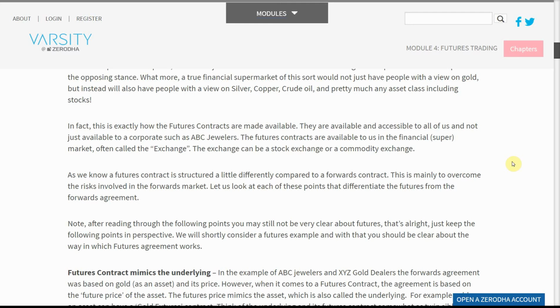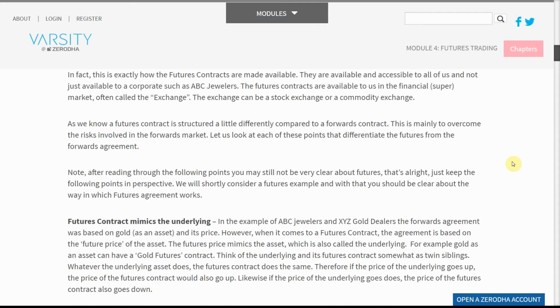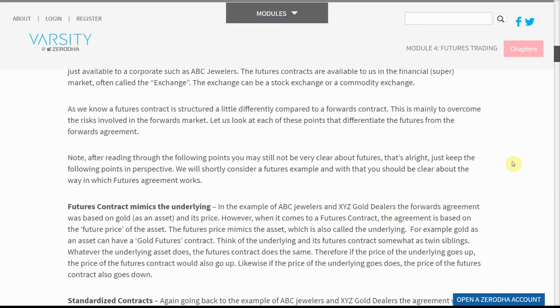They are available and accessible to all of us and not just available to a corporate such as ABC Jewelers. The futures contracts are available to us in the financial supermarket, often called the exchange. The exchange can be a stock exchange or a commodity exchange. As we know, a futures contract is structured a little differently compared to a forwards contract. This is mainly to overcome the risks involved in the forwards market. Let us look at each of these points that differentiate the futures from the forwards agreement.